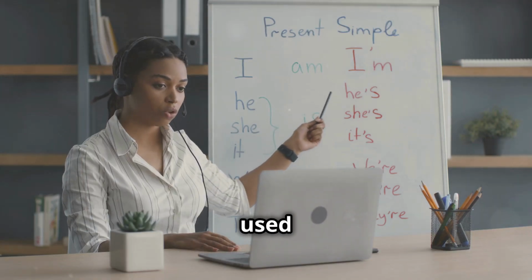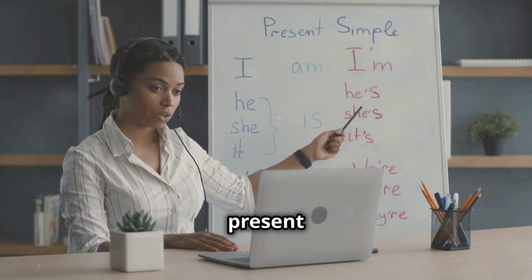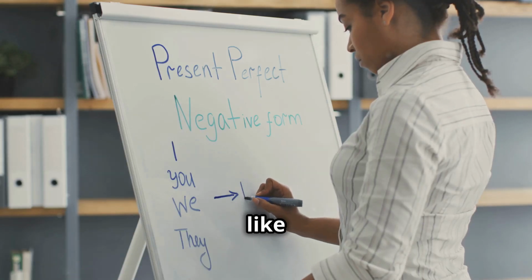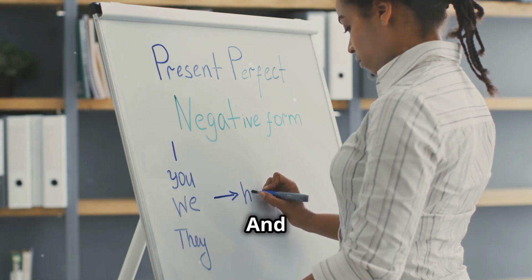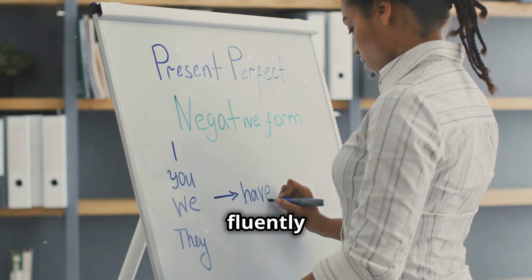The past tense is used for actions that have already happened, like I walked to school yesterday. The present tense describes actions happening now, like I am learning English now. And the future tense is for actions that will happen later, like I will speak English fluently one day.